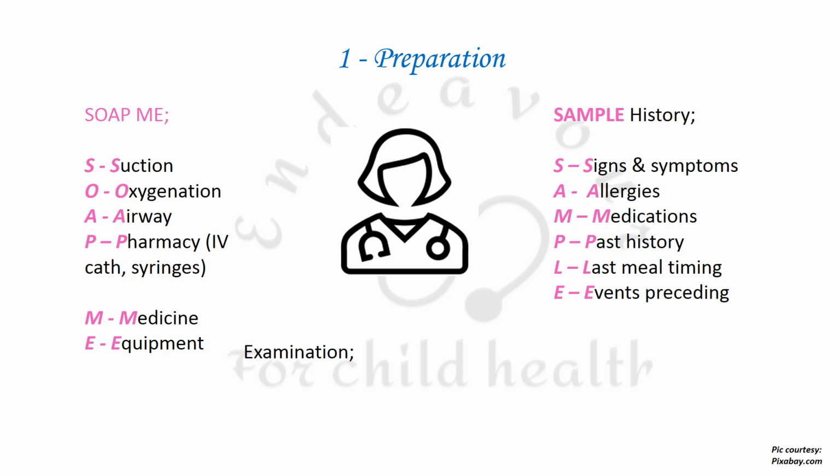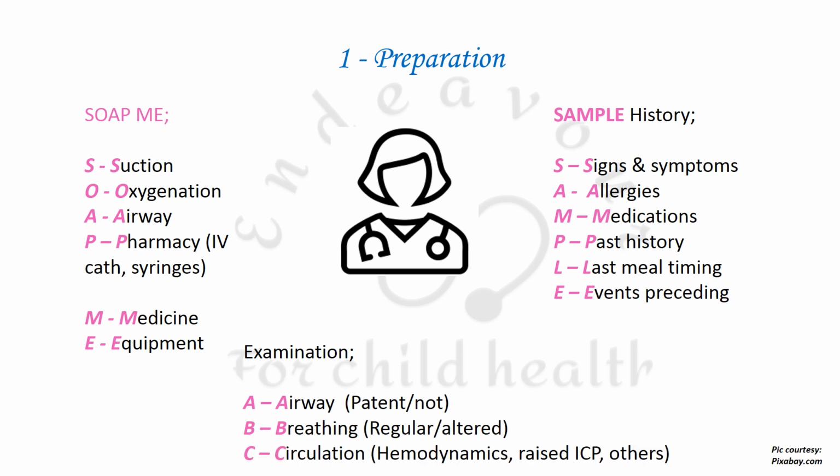Besides, you must also quickly examine the child for airway, whether it is patent or not, breathing, whether it is regular or altered, and circulation, that is hemodynamics, raised ICP, etc., because this will help you in deciding the pre-medicines or the medicines which you have to give in pre-medication to the child.